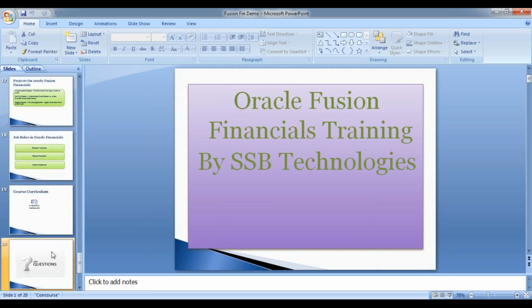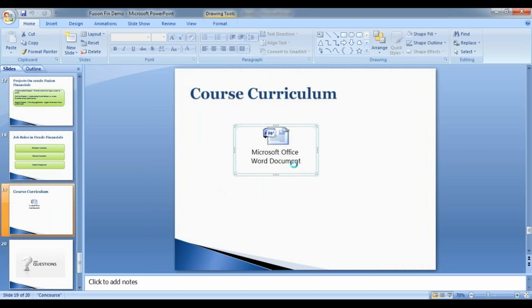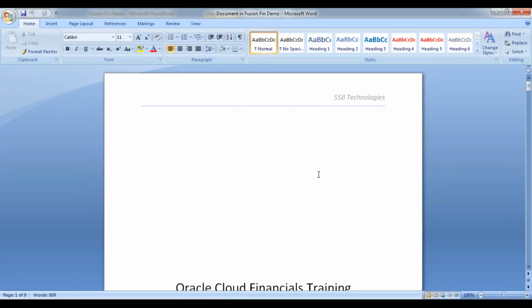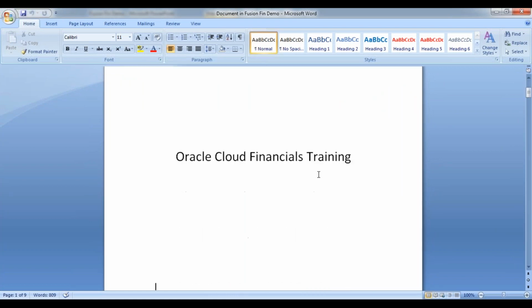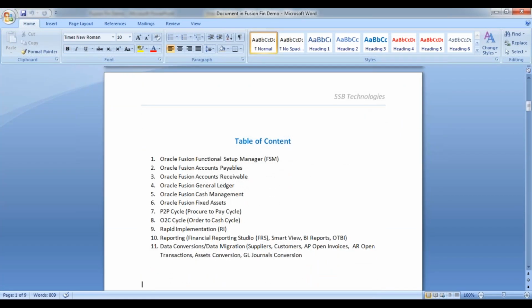So what all you can expect as part of this course? What all you can learn as part of this course? We already spoke about functional setup manager. This is the place where you make all the configurations. And then Oracle accounts payables, Oracle Fusion accounts receivables, Oracle Fusion general ledger, cash management, fixed assets. These are the basic modules which you will learn, and these modules will be further drilled down and will have several other functionalities.